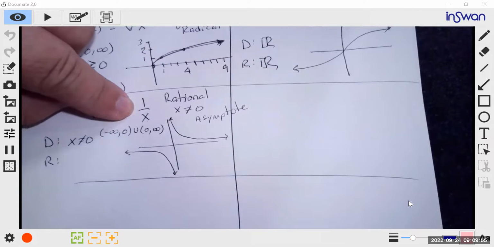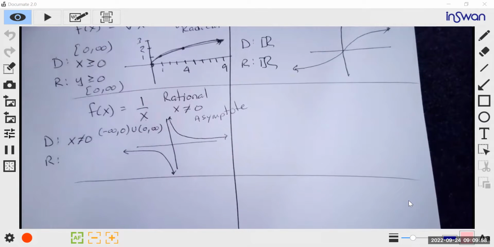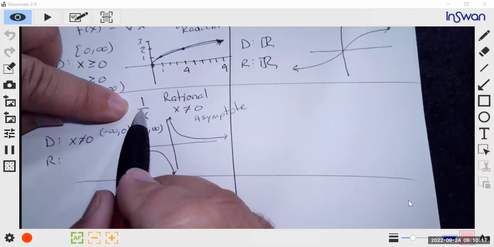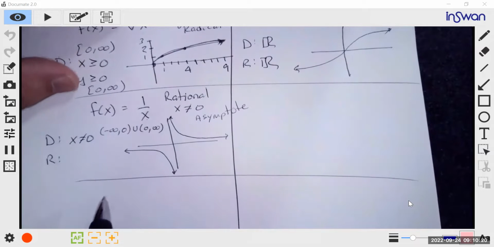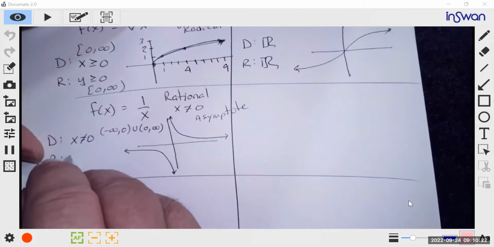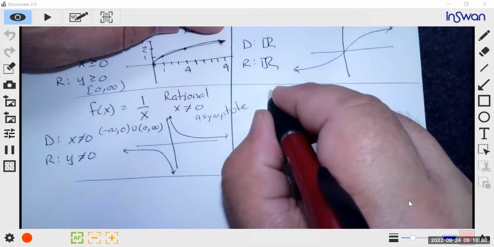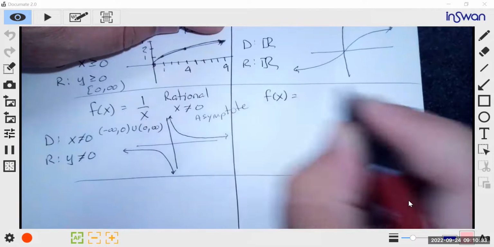Now, can 1 over x ever equal 0? How can a fraction equal 0? The only way a fraction can equal 0 is if the top is 0. Can the top ever become 0 if it's 1 over x? No. So it'll never equal 0. So y can never equal 0. So that's it for that one.